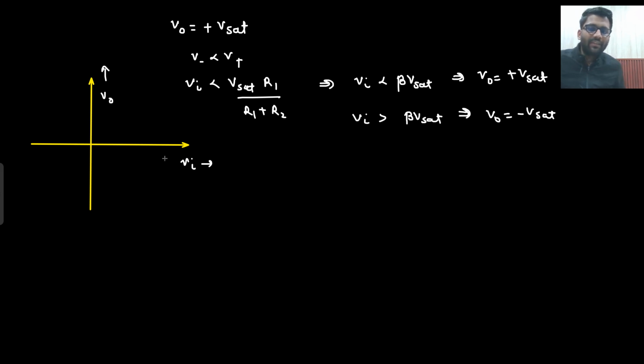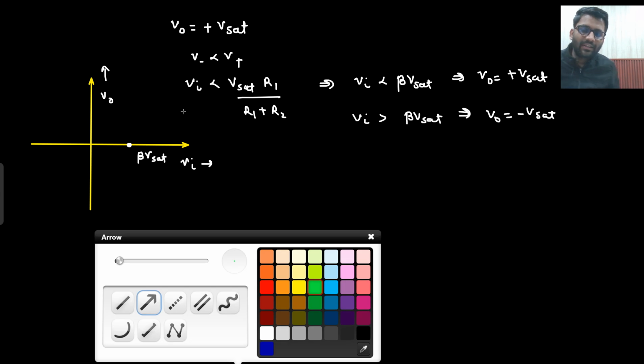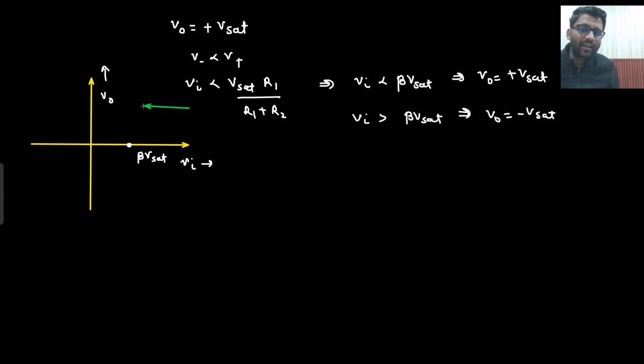So what is the scene? First I was happy with my plus V set. Then what did I do? Where is my transition point? My transition point is beta V set. So I was happy with plus V set here. Then what did I do? I kept on decreasing my, okay, sorry.